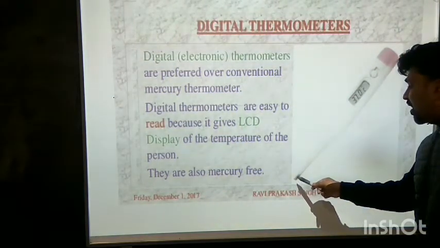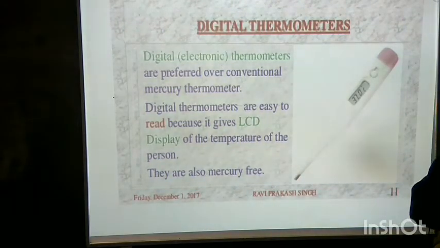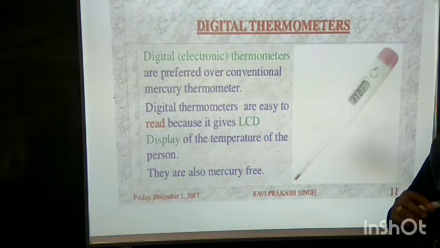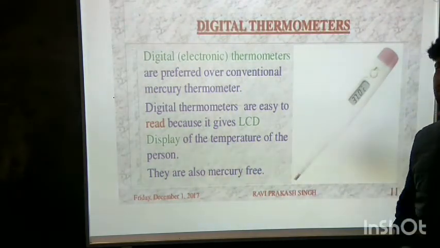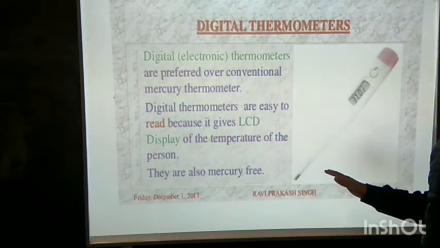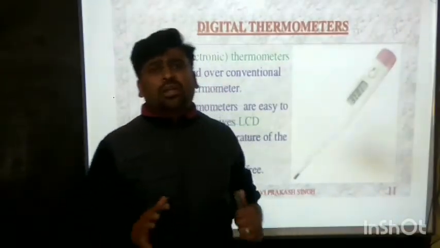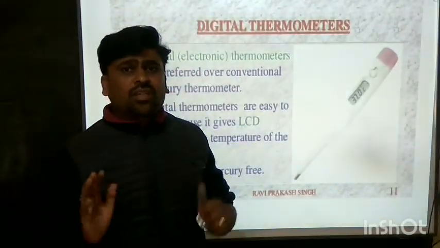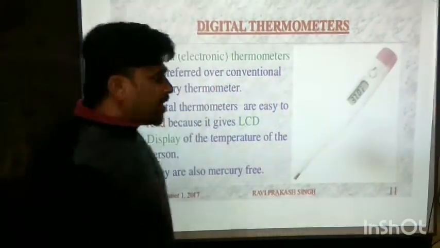See, the silver is nothing but mercury. Clear? In the mouth or armpit, keep it for 1 minute, and after 1 minute it directly shows the reading. Now this is also called mercury free. Sorry, even though it is silver, it is mercury free. It is a completely digital thermometer. Nowadays all the doctors in homes and in hospitals are using the digital thermometer. First one is the clinical thermometer and the second one is the digital thermometer.